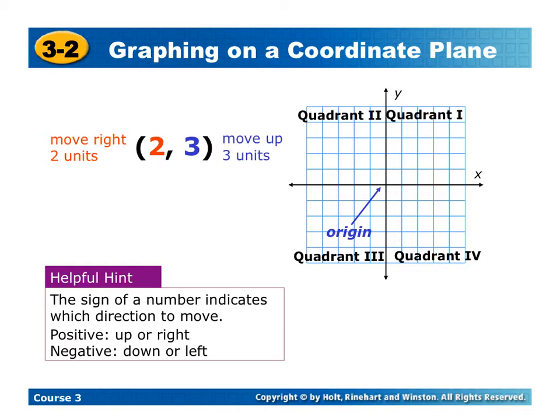I also want you to notice on this graph, we have each of our quadrants labeled. Once again, there's 4 quadrants, but I also want you to notice that they are labeled with Roman numerals: 1, 2, 3, 4, so they go in a counterclockwise direction starting in the upper right hand. So when we graph 2, 3, we're going to start at the origin. I'm going to go to the right 2 and up 3, and that is where I'm going to draw my point to represent that ordered pair.